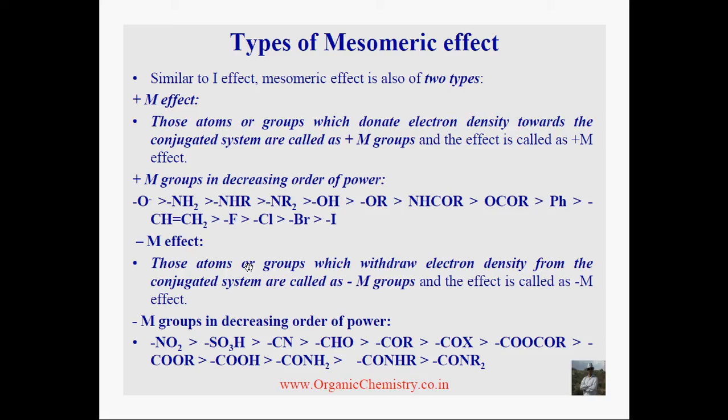Minus M effect. Those atoms or groups which withdraw electron density from the conjugated system are called minus M groups, and the effect is called minus M effect. Minus M groups in decreasing order of power follow: NO2, SO3H, CN, CHO, COR, COX, COO negative, COOR, COOH, CONH2, CONHR, and CONR2.